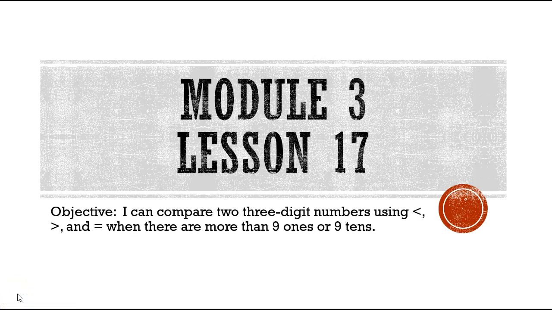Hello, second grade. This is Module 3, Lesson 17. Our objective today is I can compare two 3-digit numbers using less than, greater than, and equal to when there are more than 9 ones or 9 tens.